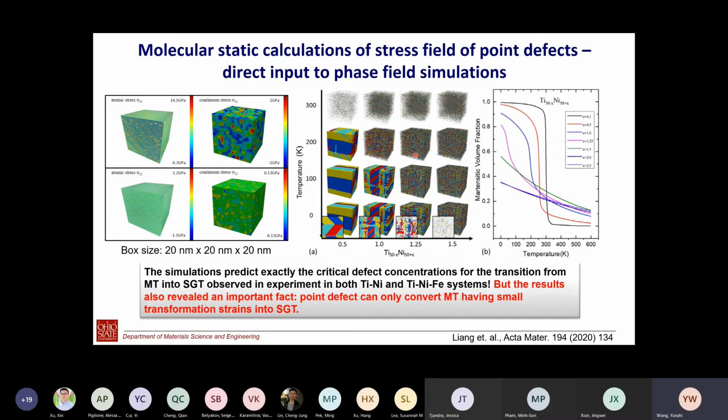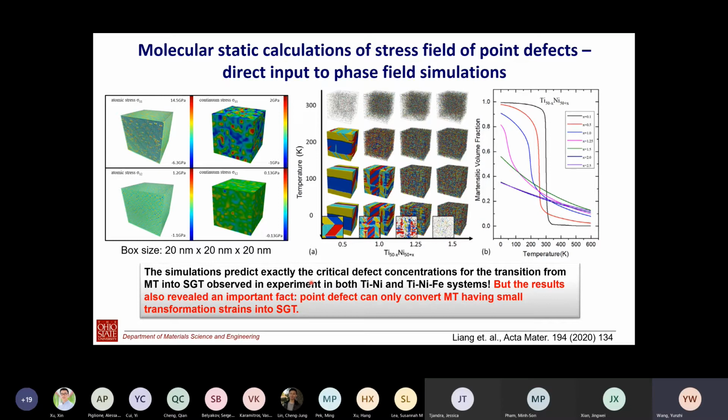Of course, those kinds of calculations are motivated by the experimental observation of this particular phenomenon. People call it a strain glass system. So those kinds of modeling work offered a very deep theoretical understanding about what's going on during the so-called strain glass transitions. But from those simulations, we also notice one important fact. For a martensitic transformation that has relatively small transformation strain, 2 or 3%, you can do this by point defects. But if you have a martensitic transformation like in nickel titanium, you're going to have about 10% transformation strain.